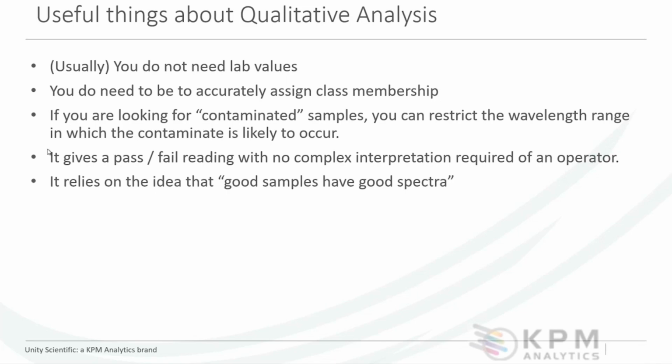Another useful thing is we can use conformity analysis or good product, bad product to look for contaminated samples or adulterated samples. This has a lot of food safety implications. If we know what the contaminant is likely to be, we can restrict the wavelength range of our qualitative investigation. A classic example here was melamine in milk powder.